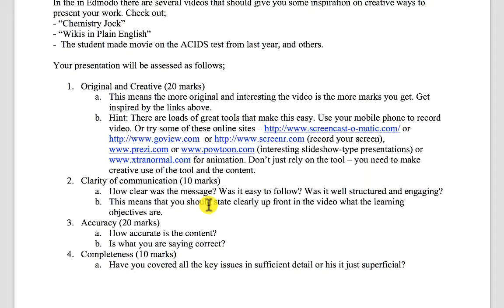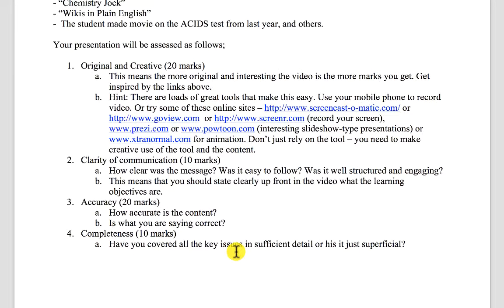Secondly, there were marks associated with the clarity of their communication, because obviously while being creative is very important and creating is important, it's important that their message is clear. Then obviously there's the accuracy of the content that they're trying to communicate, and obviously the completeness finally of what they are saying.